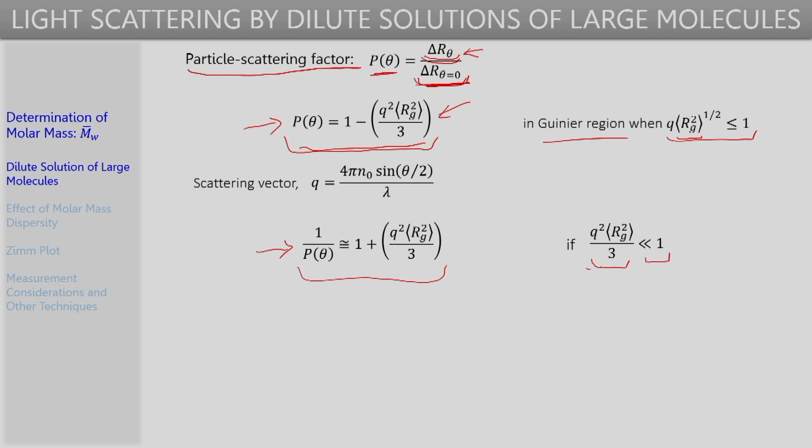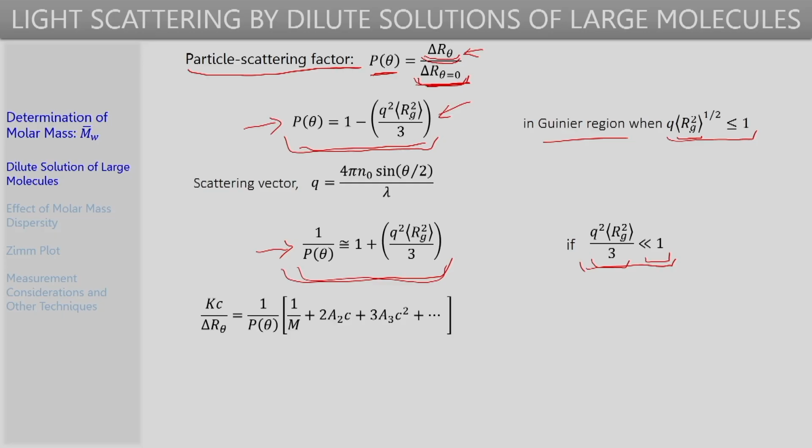So, if this condition is valid, then this equation basically follows from the simple binomial expansion of 1 over 1 minus x. This we also discussed in the last lecture. The light scattering equation for scattering from dilute solutions of large molecules is given by the expression here, where this 1 over P(theta) term is the extra term that appears in comparison to the expression that we had for small solute molecules.